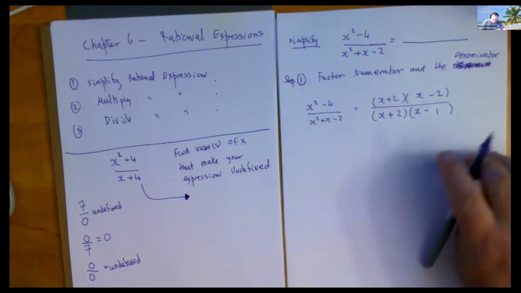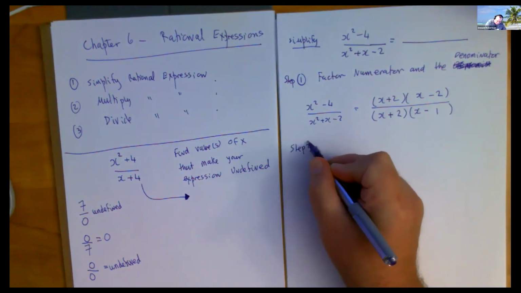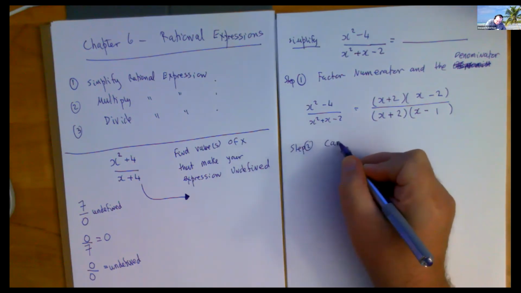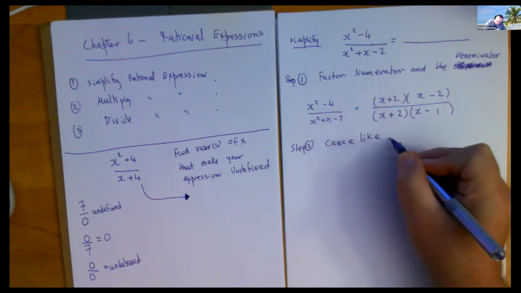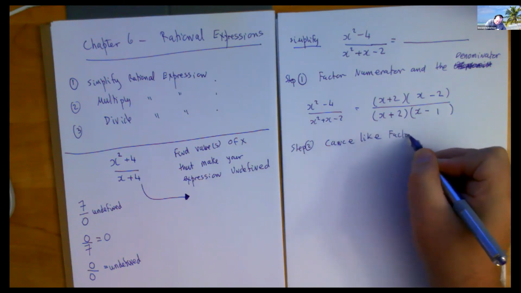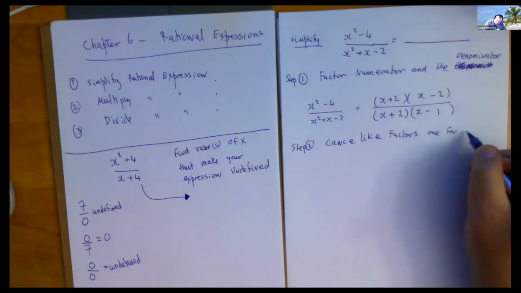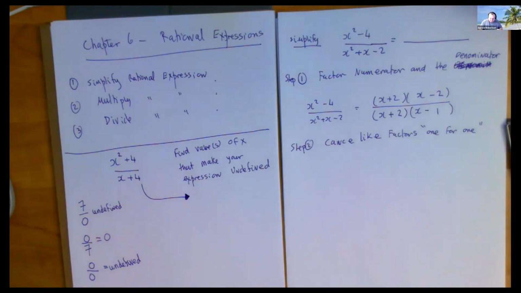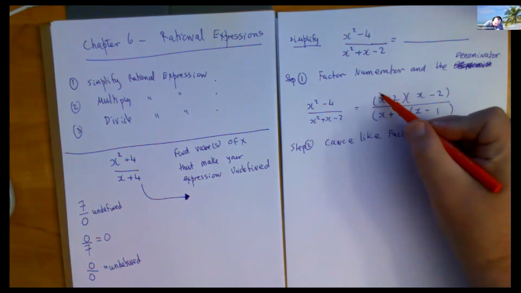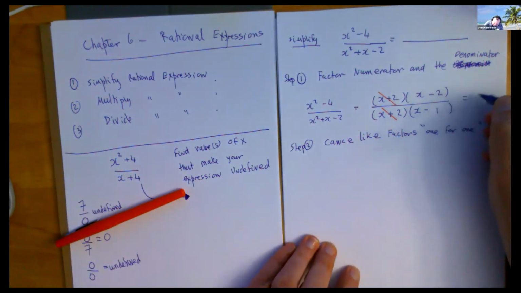So what you do is your second step. You cancel like terms, or I guess I should call them like factors. I'm saying this little bit here, 1 for 1, which means one guy gets rid of one guy. So here goes. Can you see that x plus 2 is allowed to cancel out that x plus 2? And that gets us our answer.